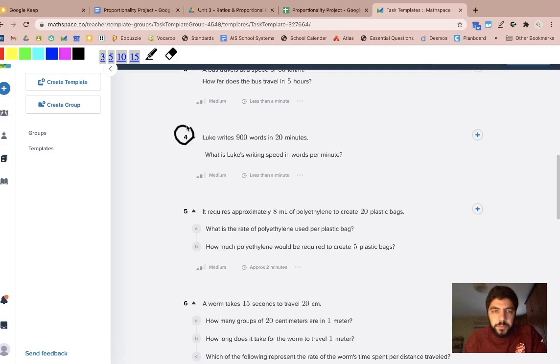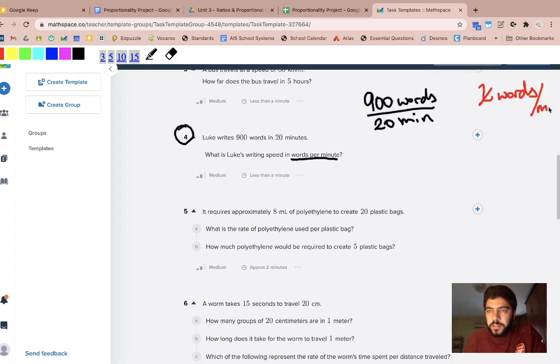The first one is number 4 here. Luke writes 900 words in 20 minutes. So we have 900 words in 20 minutes. What is Luke's writing speed in words per minute? So they want us to get how many words. Let me use a different color here. So X words, I'm just using X because it's an unknown, X words per minute.